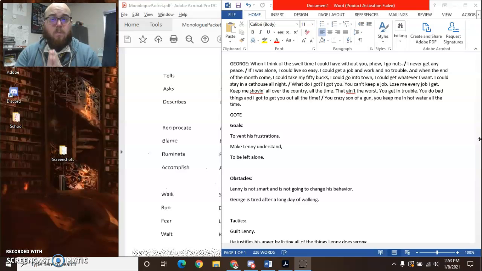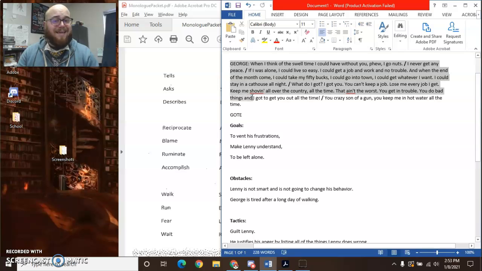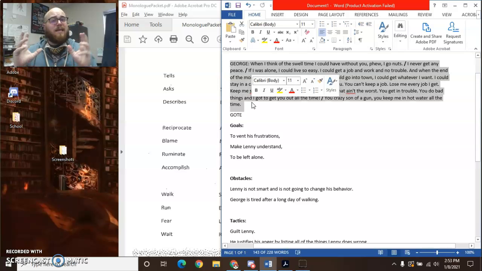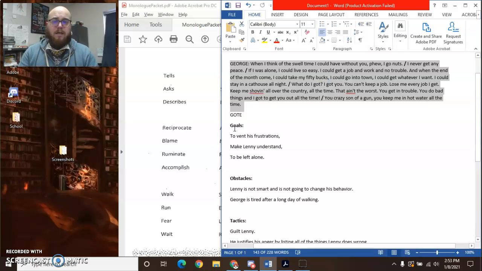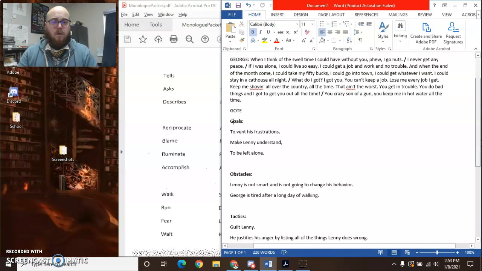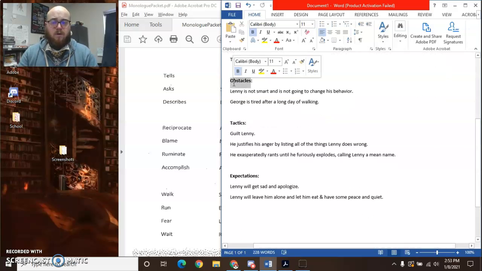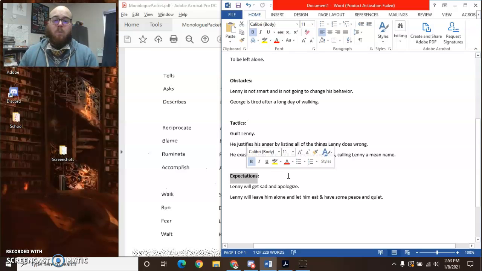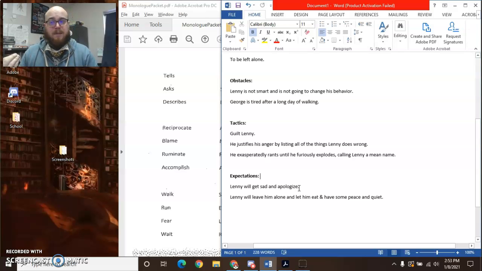So at the end of the day, once you've found your monologue, I would like you to get it typed up in some sort of format like this. If that's not doable, please take a picture of it or print it out so that you can work on it by hand. And I want you to figure out, in that monologue that you selected, what is your character's GOAT? What are their goals? What is their obstacle to achieving those goals? What are their tactics to overcome those obstacles? And what do they expect to happen? George expects that Lenny will be sad and apologize, and then he will leave him alone and get some peace and quiet.